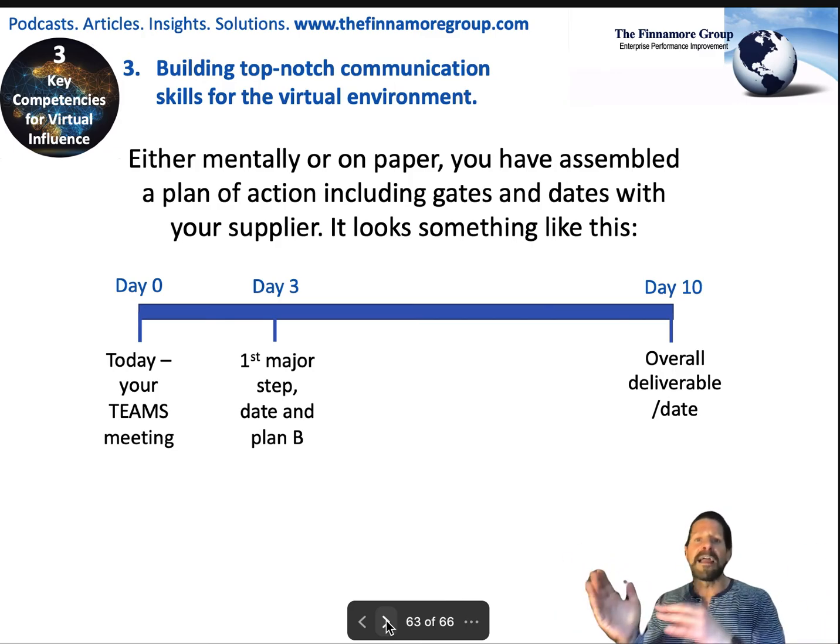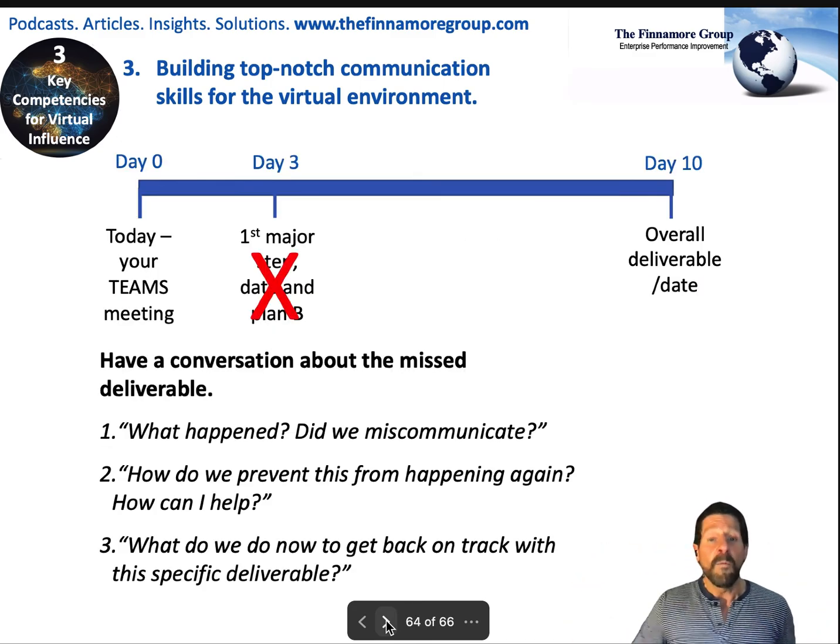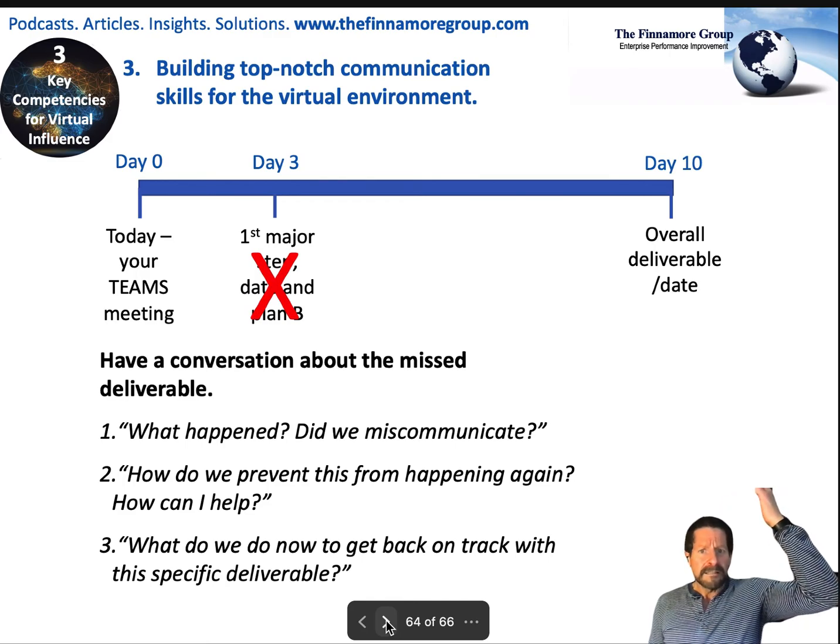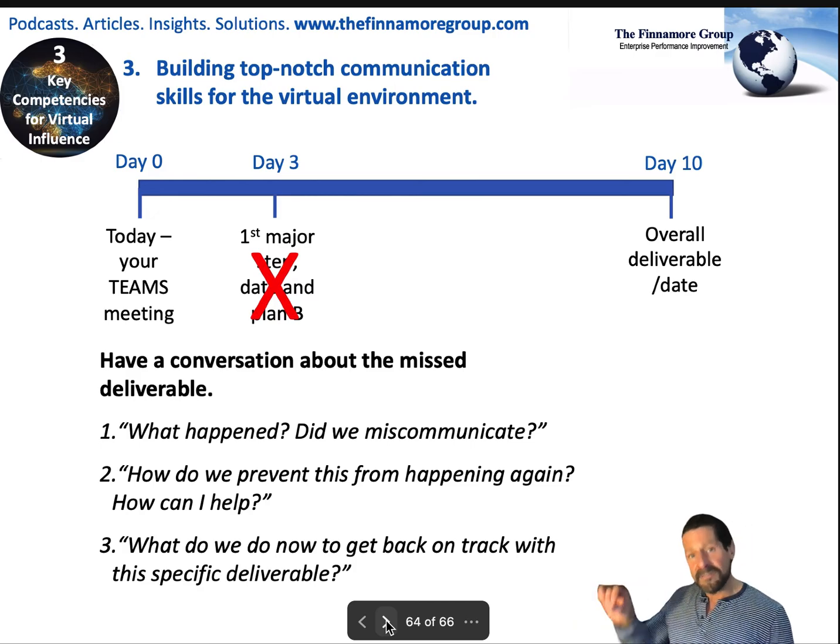But you would have some kind of a diagram or a chart or a mental model in your mind or on paper. Well, what happens if that first critical step meeting happens and they haven't finished? You say, well, how do we get back on track? No, that's what everyone says. No, it's the last thing you do. The first thing you say is, what happened? Did we miscommunicate? See, give them the benefit of the doubt. Don't start with your dander up and your back flexed and I can't believe you did that. That'll hurt the relationship. And so, what happened? Did we miscommunicate? I'm confused. The next thing is, how do we prevent this from happening again? How can I help? What do we do so this doesn't happen again and doesn't keep happening? And then number 3, what do we do now to get back on track with this specific deliverable? And so you have those conversations.